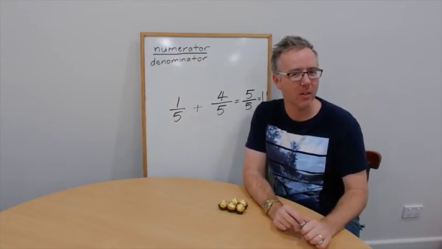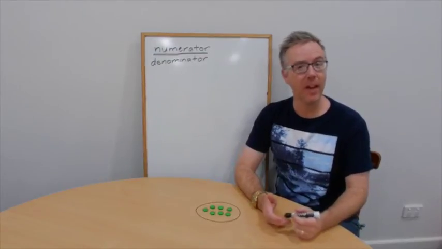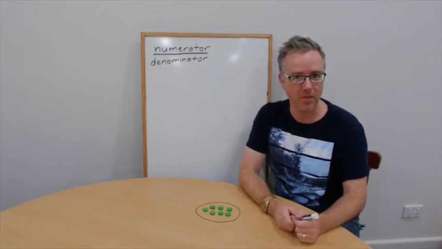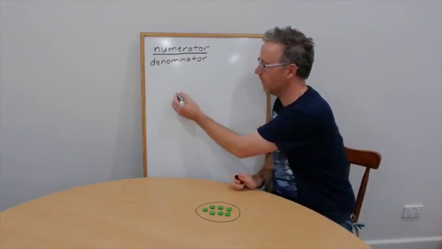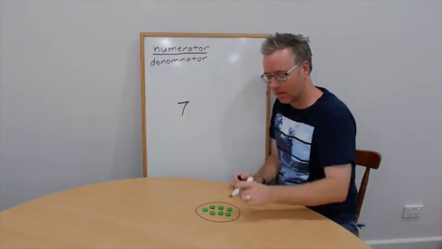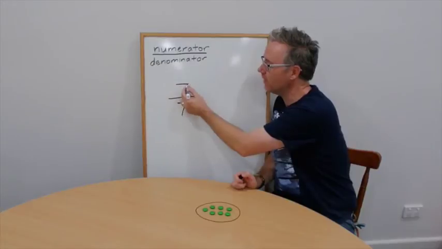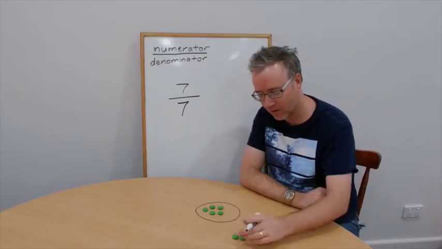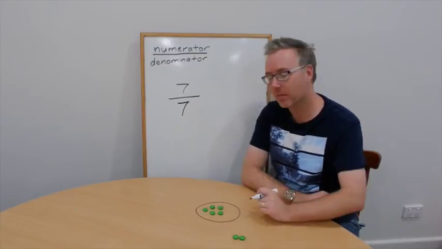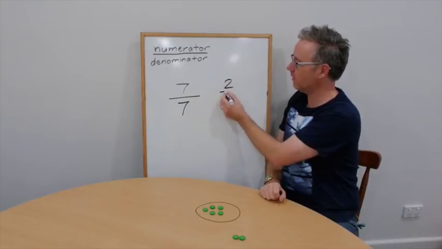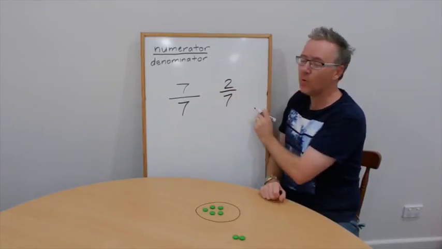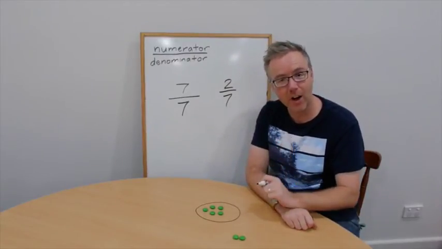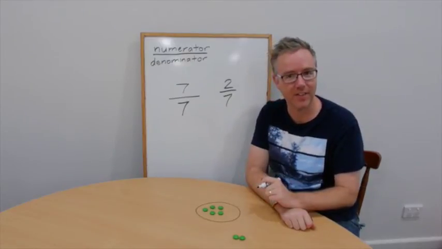Why don't we try something a little bit harder? So now we have a whole group of 7 mega M&Ms. That is my whole. So I have 7 in the whole, and I have 7 equal parts. Now, of course, if I decide to give away a few, this friend can have 2 of my 7. So now my friend has 2 of the 7 equal parts. That's left me with 5 sevenths, 5 of the 7 equal parts.